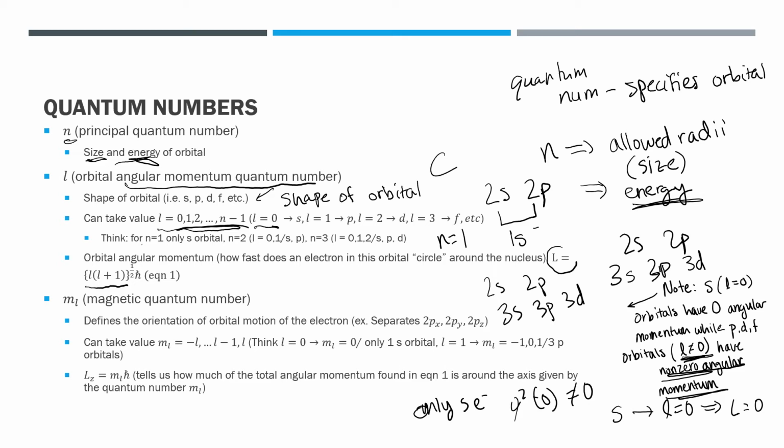But since p, d, and f orbitals have a non-zero angular momentum, the closer they get to the nucleus, the more their velocity must increase, right? If we have angular momentum, that depends on both the radius and the velocity it's spinning around. So as the radius decreases, as we get closer to the nucleus, the more the velocity has to increase to keep the same angular momentum.